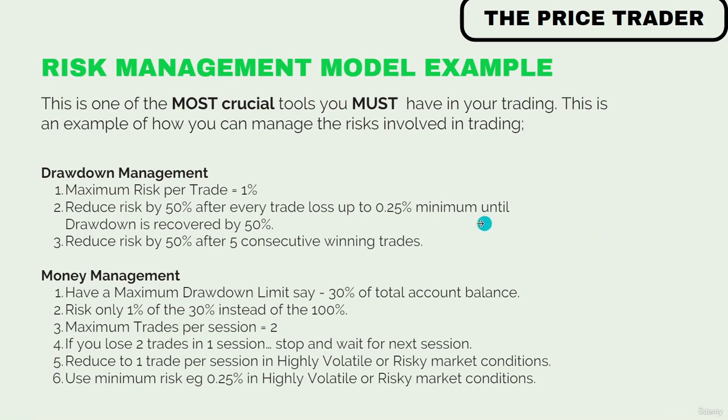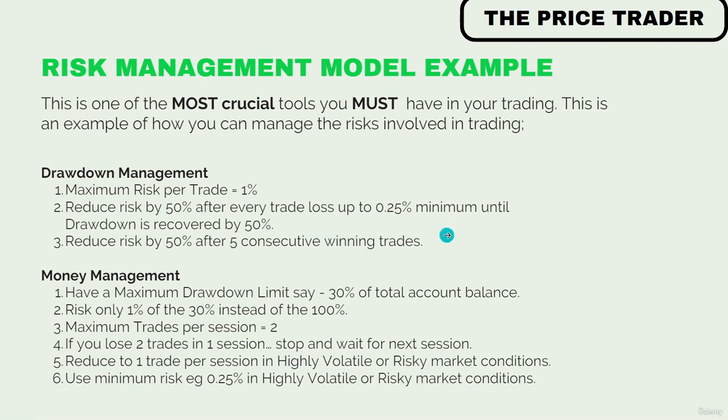I've outlined here that the maximum you want to reduce is maybe 3 stages. So a minimum of 0.25% is the minimum you'll use to recover that drawdown before you can go back to 1%. Once you recover the drawdown, say by 50%, then you can start using the normal risk. You can just start going back to 0.5% and then 1%.